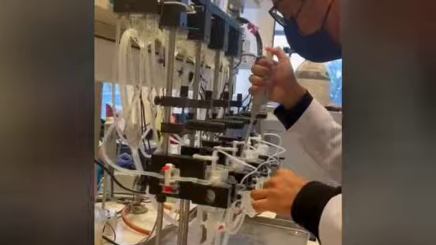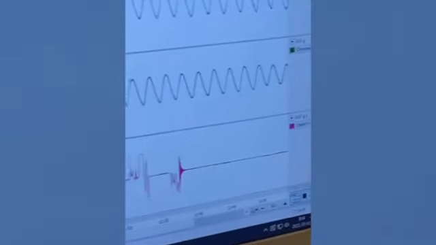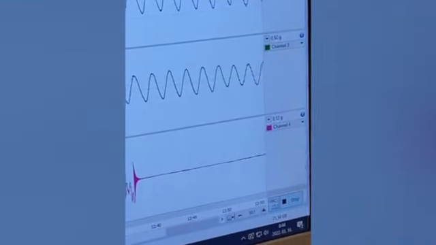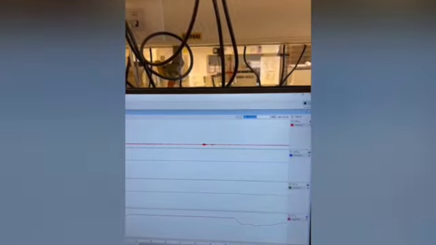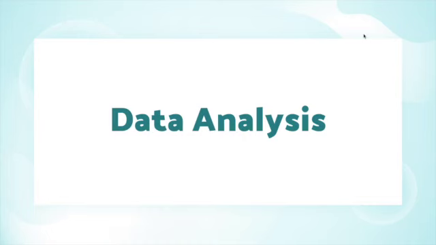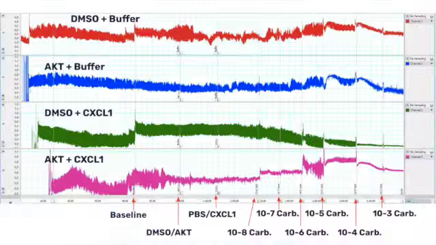Then, we add carbachol in increasing concentrations from 10 to the power minus 8 to 10 to the power minus 3 micromolar concentrations. So now that we've done the experiment, let's analyze the data. Presented to you is the entire graphical outcome of the experiment, from start to finish.